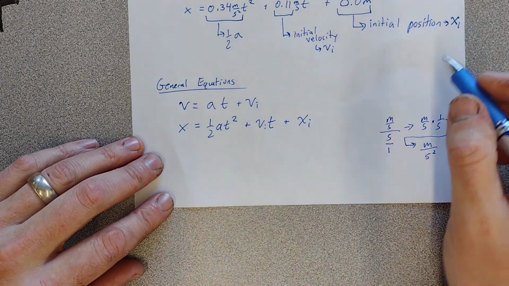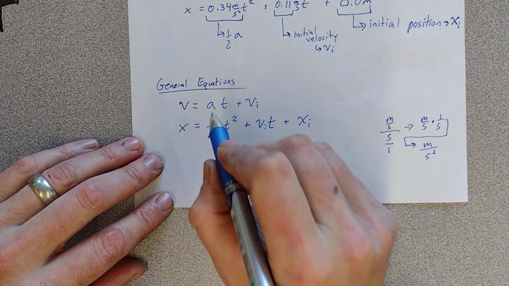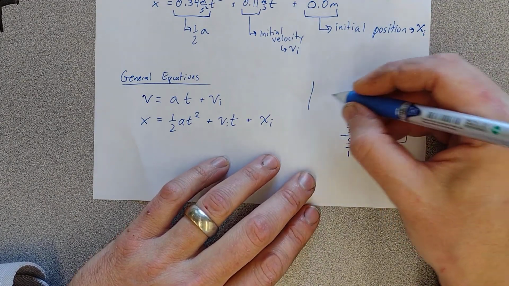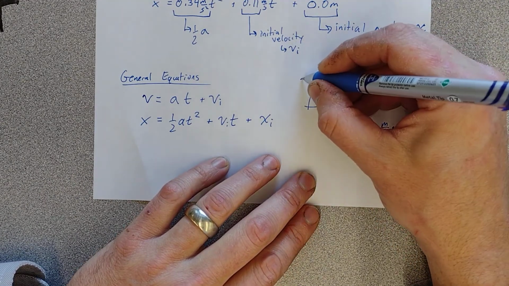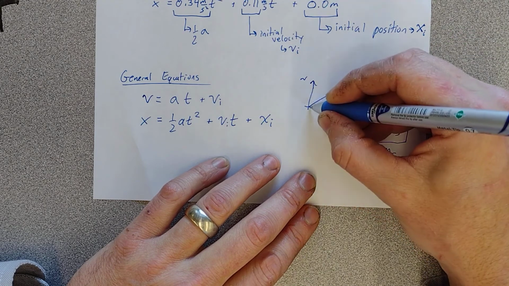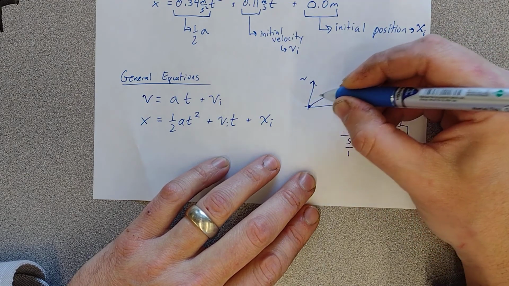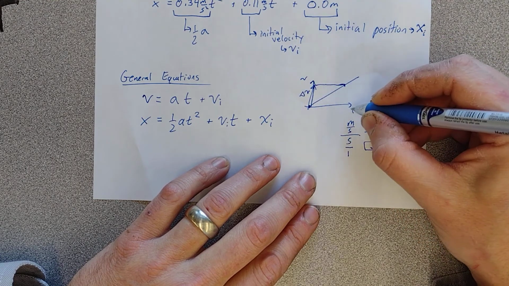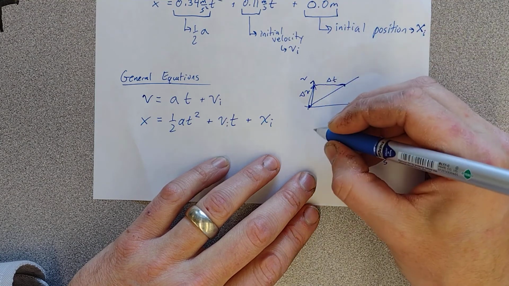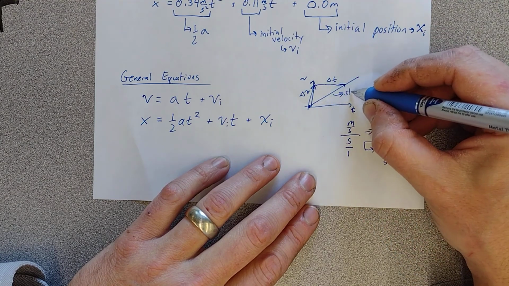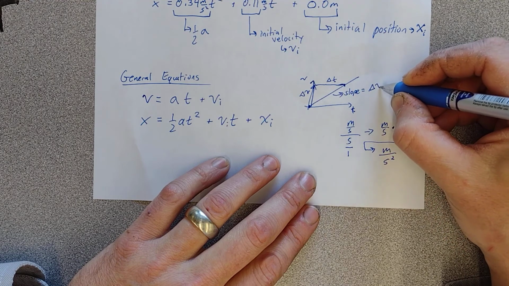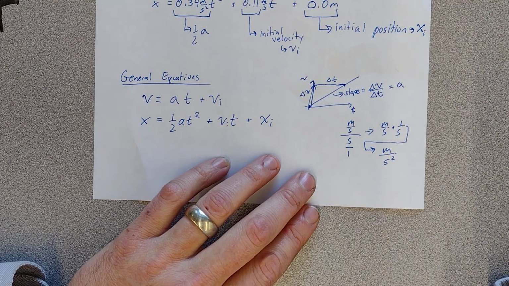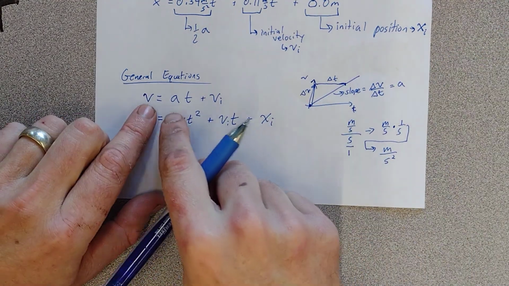These are the two main general equations. But the fact that the slope of the velocity versus time is acceleration is probably the most important thing. In fact, if you go back to just a rough sketch of the velocity versus time graph, it went up like this. Well, the slope of this line is rise over run. Well, the rise is change in velocity. The run is change in time. So the slope of the line is change in velocity over change in time. And that is the definition of acceleration.